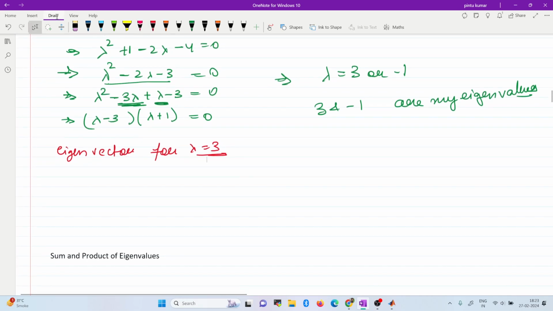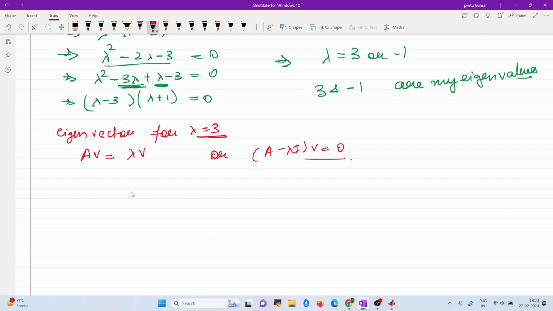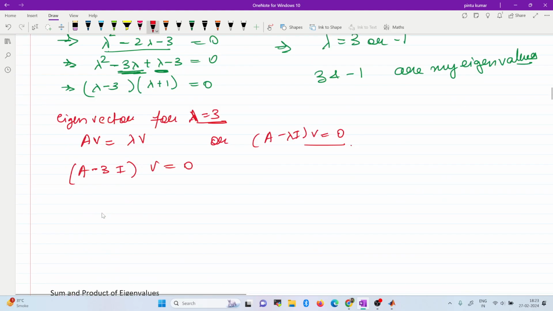Now again the same criterion that Av should be equal to lambda times v, or A minus lambda I, v is equal to 0. So lambda over here is 3 now. So what we want is that A minus 3I times v should be equal to 0. So what was my A? A was [1, 1; 4, 1].